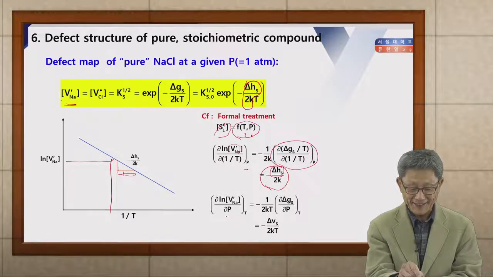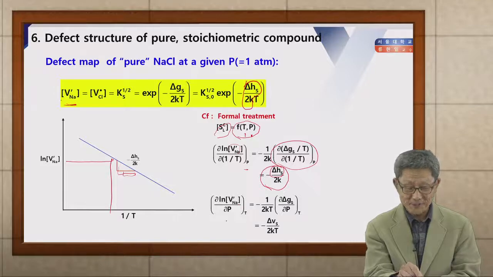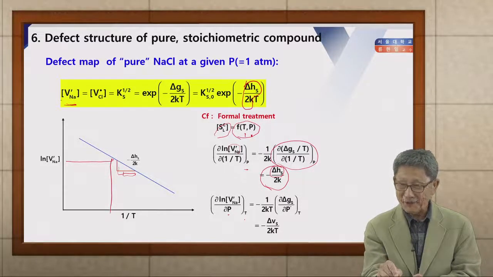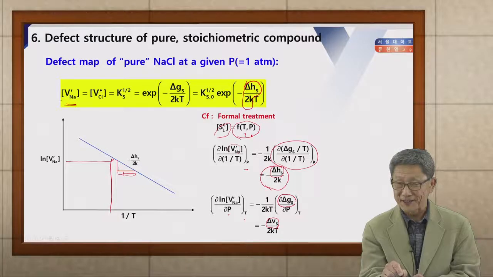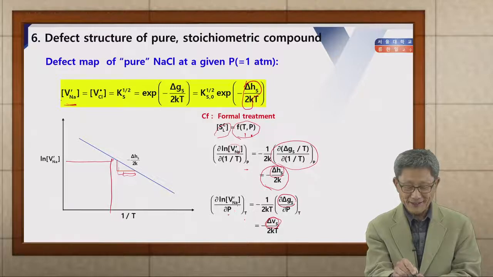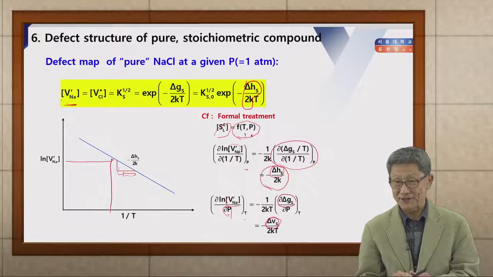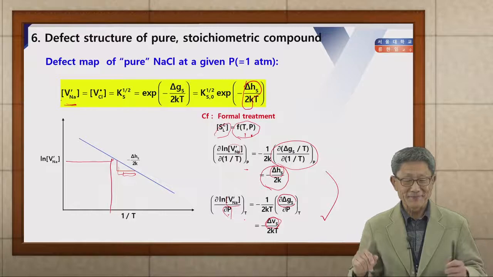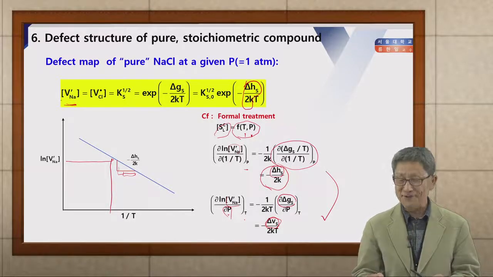That's it. What about the pressure effect? Again, you can take the partial derivative with respect to pressure P at given T. Then have a look. The pressure dependence of this Gibbs free energy is nothing but the volume change accompanying Schottky defect formation, which we normally call the Schottky defect formation volume. Depending on this Schottky defect volume, you can calculate how much each defect concentration varies with total pressure. So now you calculated the defect structure of a pure stoichiometric compound. Quite simple. So far so good.